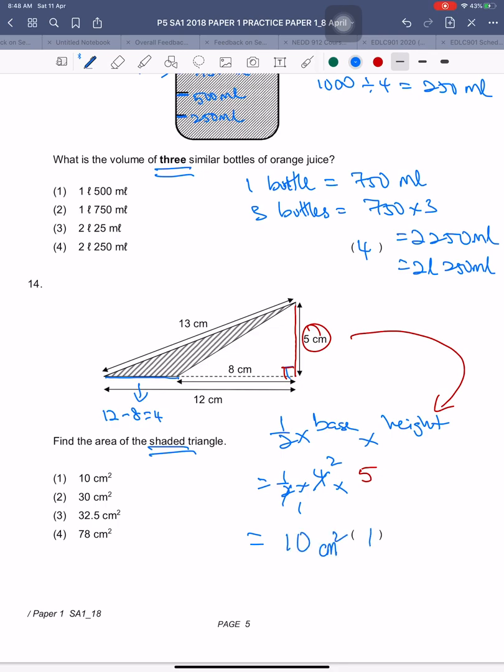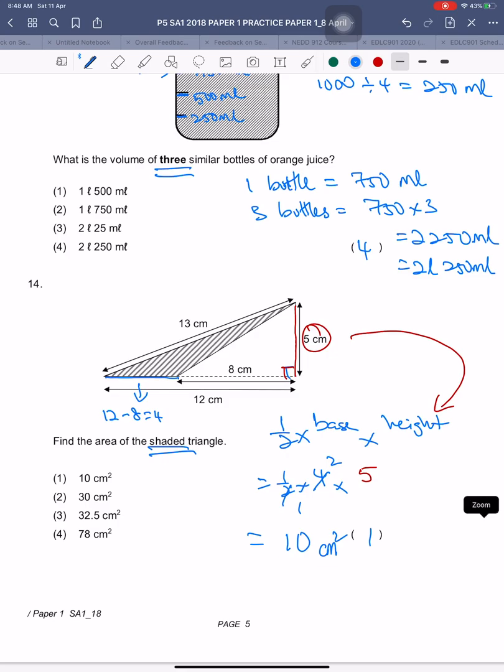Right, so the answer is 1. Okay, this question, some of you did a very long method. You find the area of the big triangle, then find the area of the unshaded triangle, and minus, 3 steps. There's no need to. Just apply the formula, because you can find the base, which is 4 cm, and you know the height, which is 5. Just apply the formula will do.